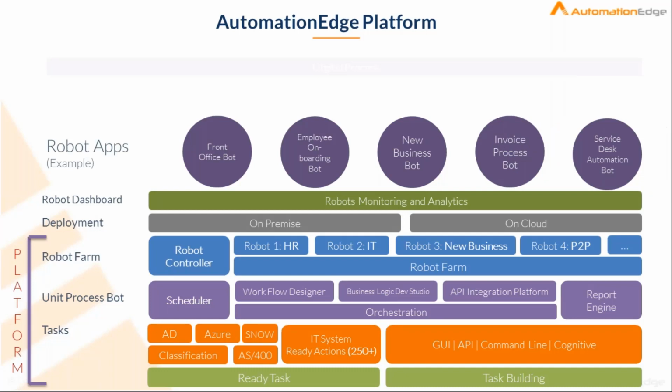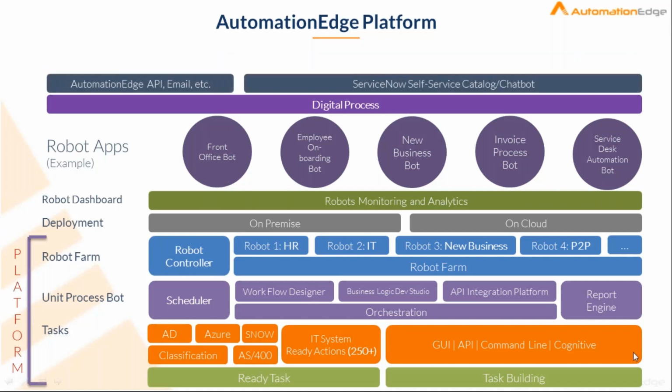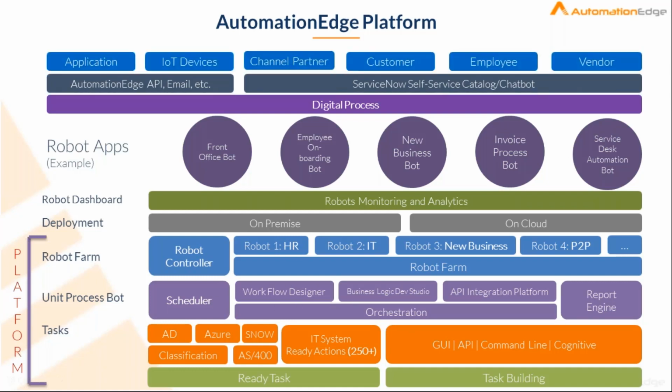Essentially, you are building robot apps like a front office bot, an invoice processing bot, or a service desk automation bot. Your processes have then become digital processes, and those can be made available through a ServiceNow self-service catalog. So the requests are initiated from ServiceNow, and the automated action happens using these robots on the target system based on the workflows that you have built. And then you can make these available through the ServiceNow system to your employees, customers, vendors, and channel partners.